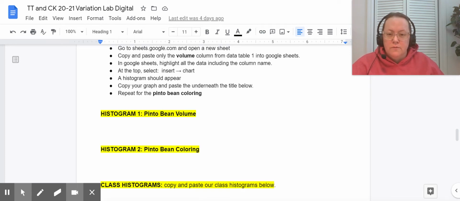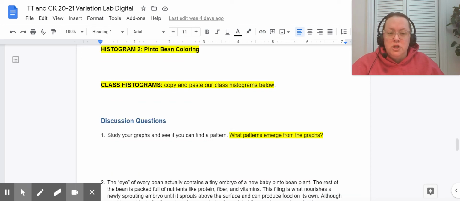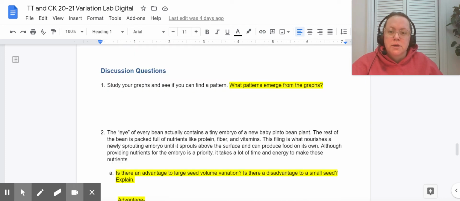Here is where you will post your first histogram on volume. Here is where you will post your second histogram on bean coloring. Then Miss K is collecting all the class data, and we will get you the class histograms for our overall data. After you have all the data, you will be working on the discussion questions. Number 1, study your graphs, the histograms, and see if you can find a pattern. What patterns emerge from the graphs?